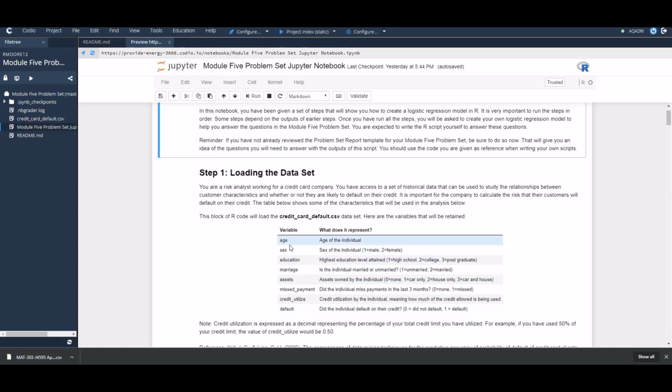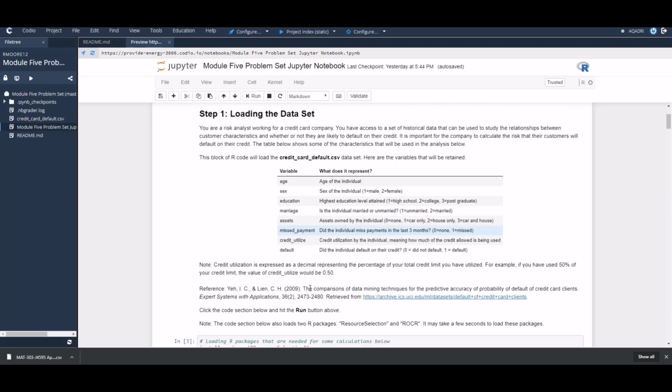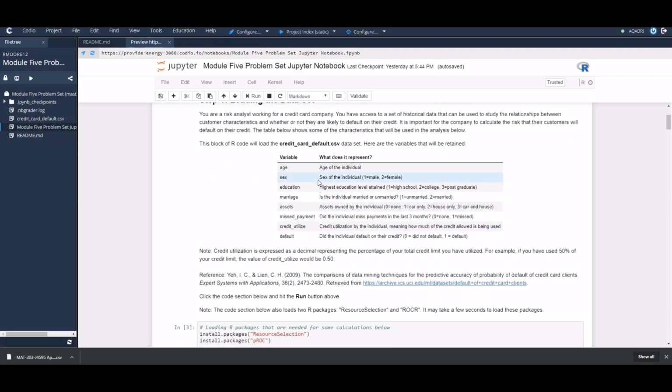So that would be a binary variable that we're going to model using logistic regression. And here are various predictors. For example, age of the individual, sex of the individual, highest education level, is the individual married or not. That's a predictor, but it's a binary predictor. Then assets, previously missed payments, and credit utilization. So these are all different predictors that can be used to model the response variable default.